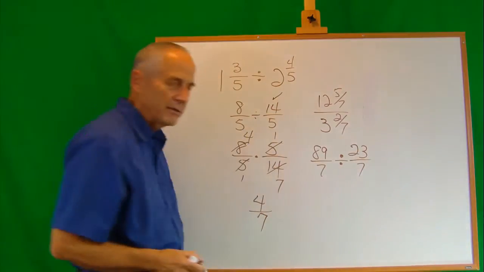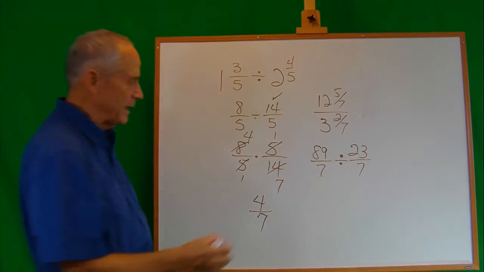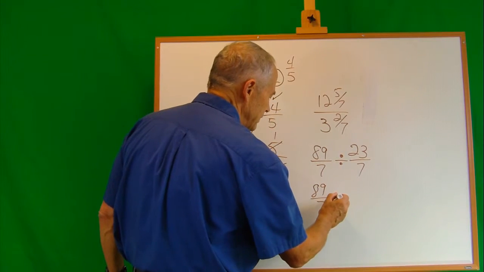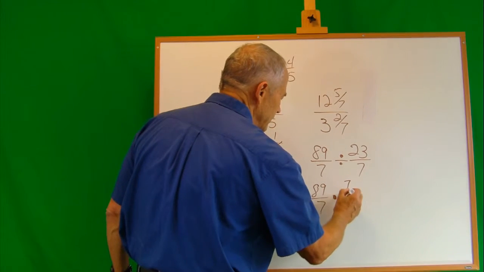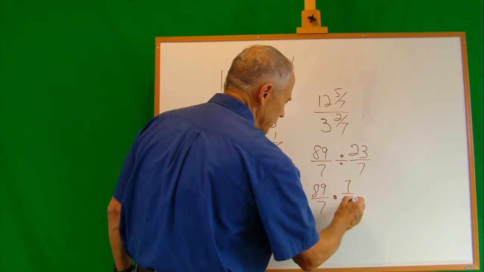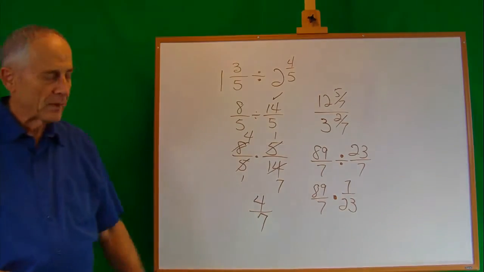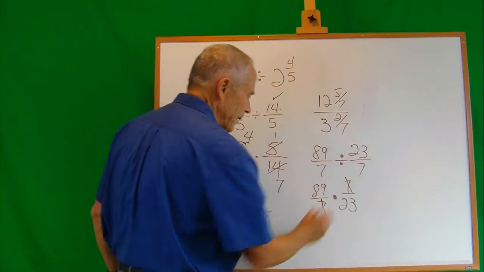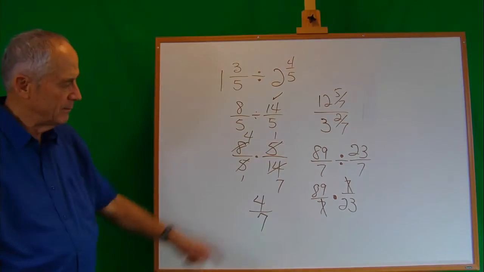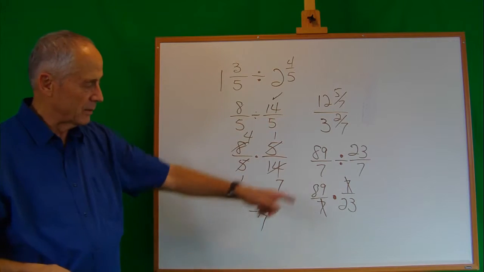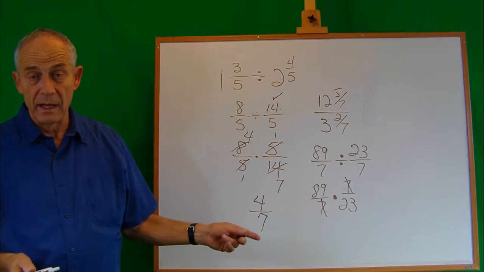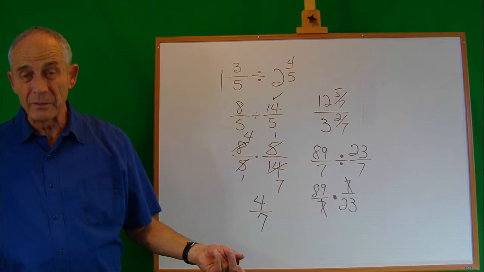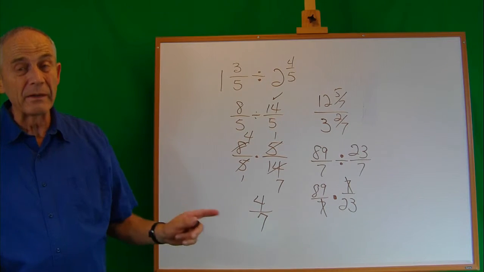Now since it's division with fractions, we multiply by the inverse, so I'm going to have 89/7 times 7/23. Okay, the 7s, I can see those really easy. 89 is not, 23 won't go into 89. 23 is prime, so there are no other factors but the 23, so we've done everything we can.